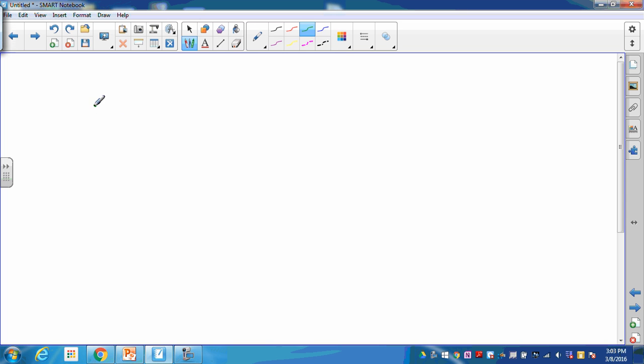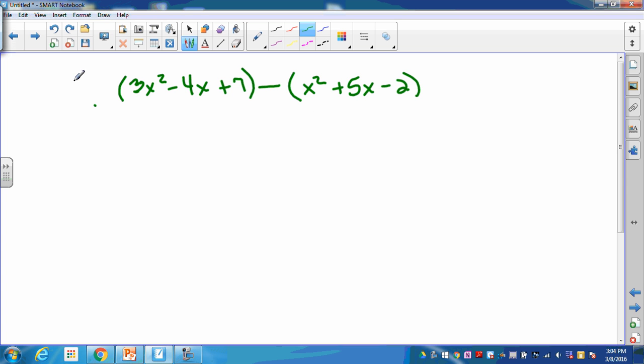Okay, so there we go. Let's do 3x squared minus 4x plus 7 minus x squared plus 5x minus 2. Alright, so hopefully you recognize here's a quadratic, here's another quadratic, and that's okay. But what we're doing is, again, we've got that subtraction sign in between the parentheses.